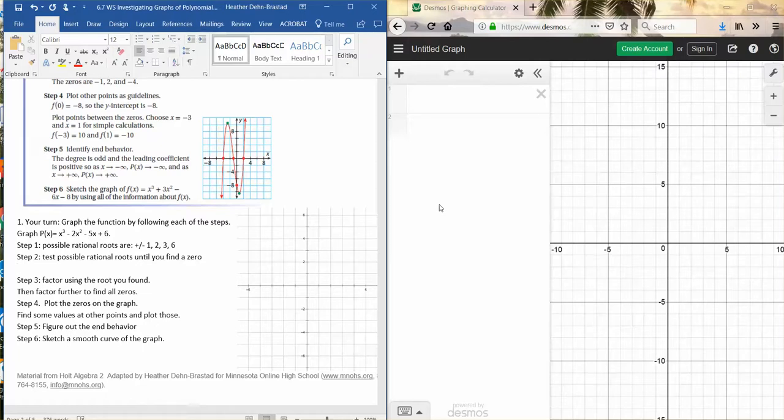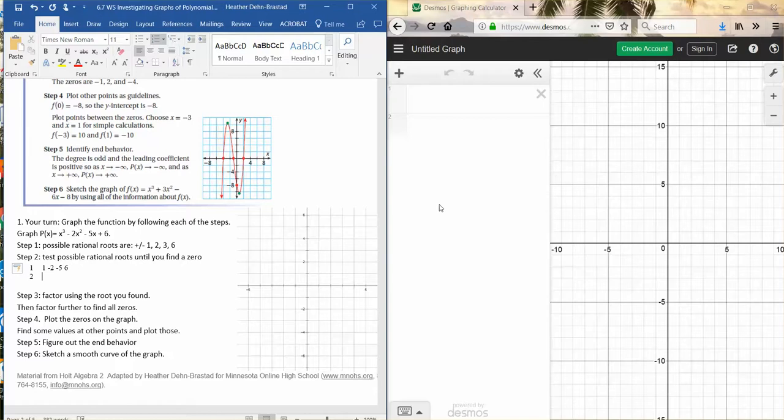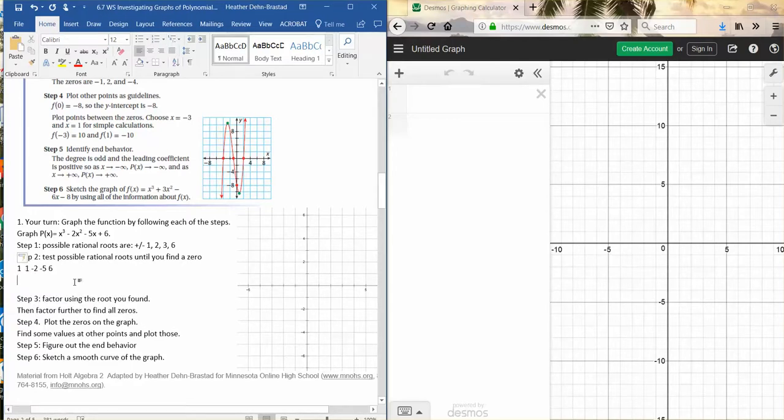So if I want to try that the root is 1, I will factor. I'll just use 1. If it doesn't work, I'll do negative 1 and see if that works. And then the coefficients of my original are 1x cubed minus 2x squared minus 5x plus 6. And then I leave a space here, remember. It's hard to do this in typing, isn't it?